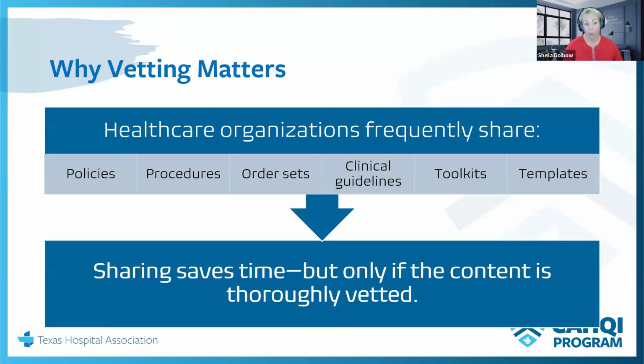Vetting is incredibly important because, again, we have a lot of sharing related to policies and procedures. There may be standardized order sets, clinical guidelines, toolkits. We create toolkits for all sorts of things. Even THA creates toolkits. The most recent one, I believe, was the Workplace Violence Toolkit, or templates for how we can do things in the clinical area.